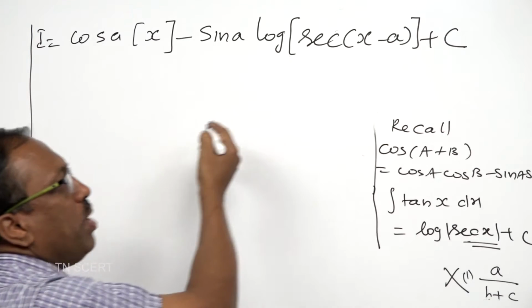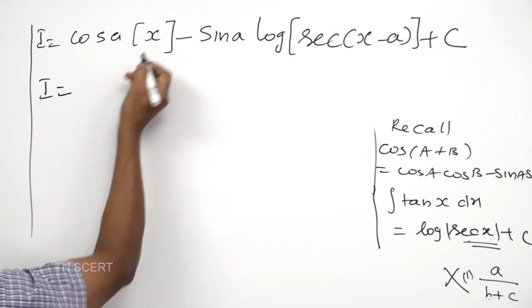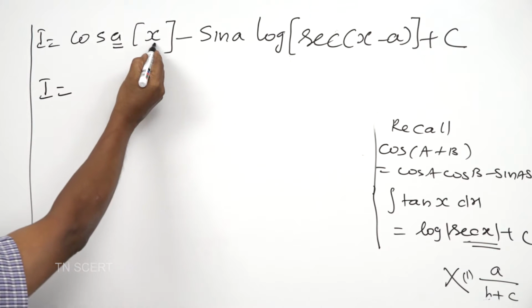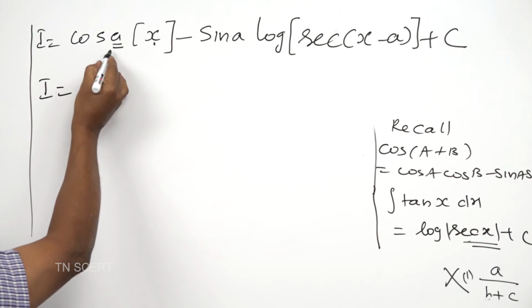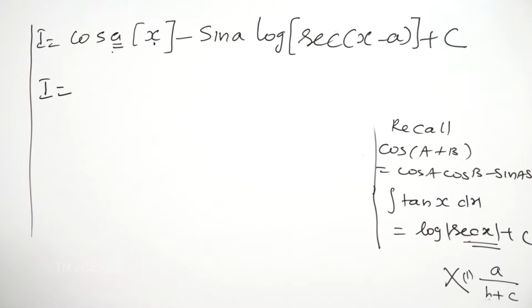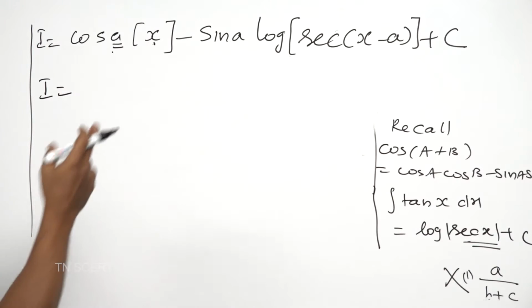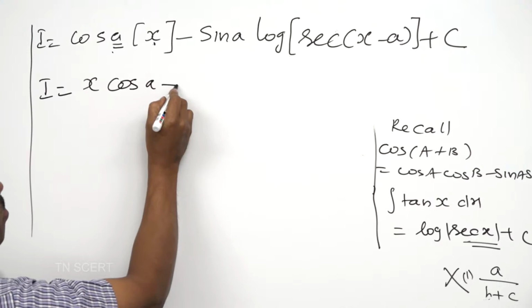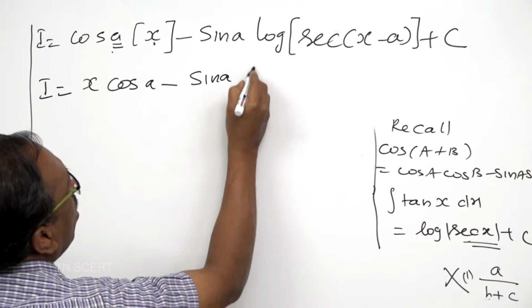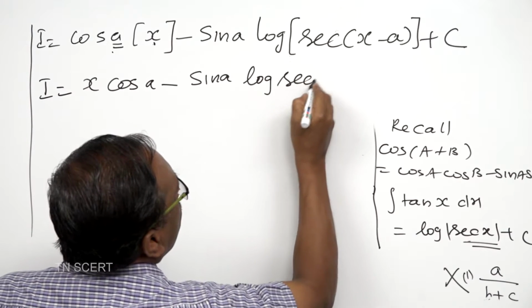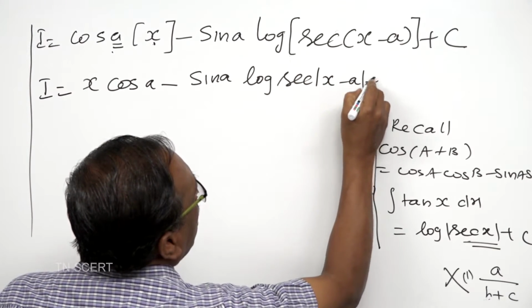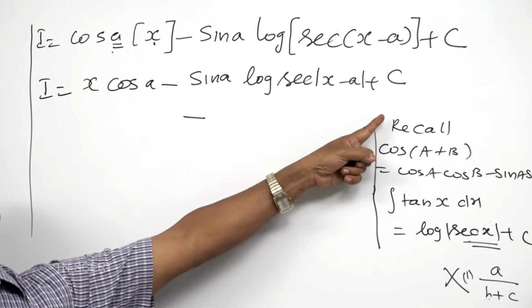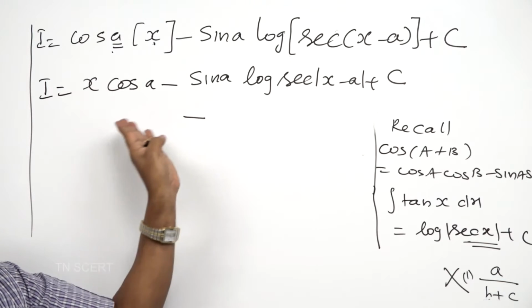See, the problem is not yet completed. This x, you should not multiply with cos a, because this is an angle, this is the value. You cannot multiply a value with an angle, so the sum may be misinterpreted and you may not get the correct answer. So, that is wrong. You should put x in front of the term, x into cos a minus sin a log of secant of modulus of (x minus a) plus c. So, in this way we have solved the problem.